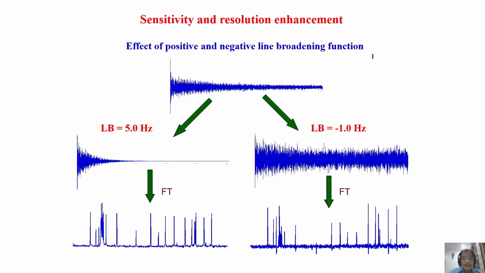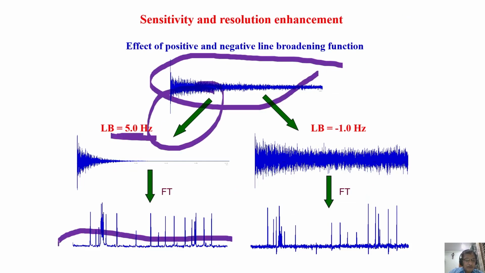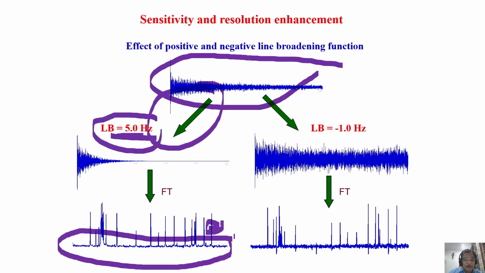Look at this one. This is an example of a situation. This is a realistic FID which I showed you. Multiplication by a line broadening function of nearly 5 hertz. Fantastic. You get better signal to noise ratio. And each peak, of course, is increased in line width compared to the natural line width by 5 hertz. Every peak, line width is increased by 5 hertz.